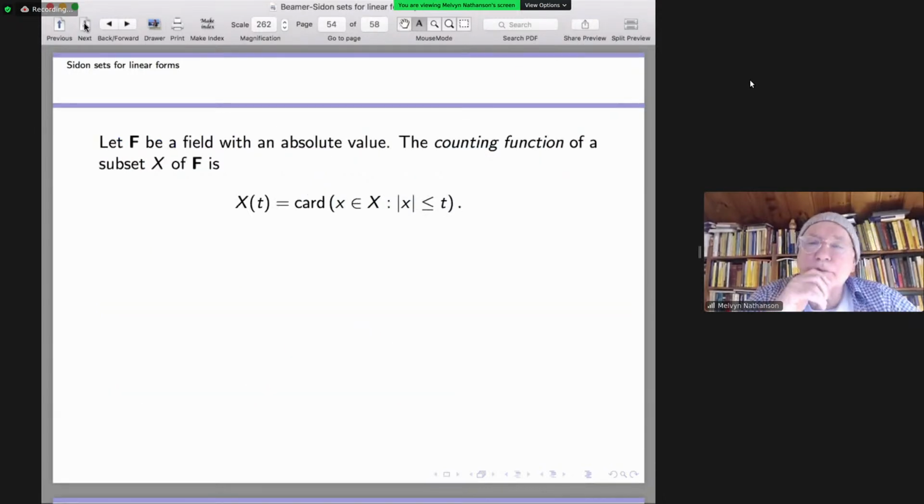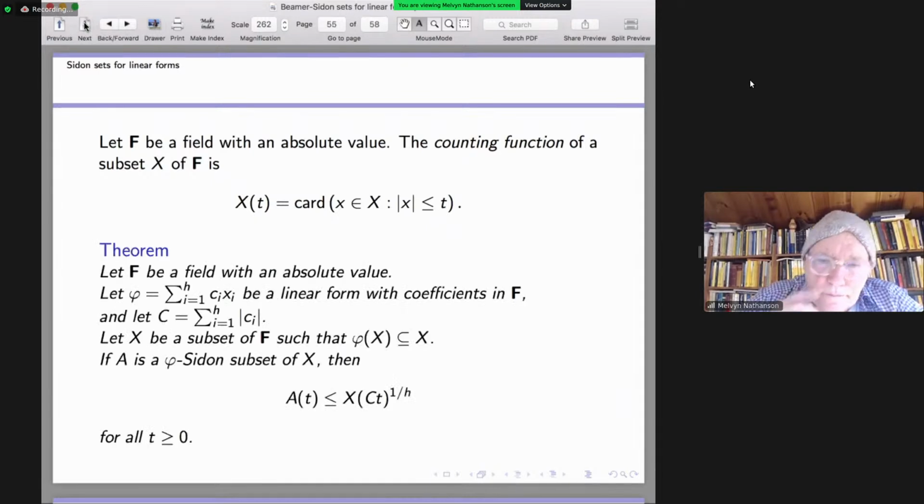So we do have an estimate for the size of a Sidon set with respect to a linear form. It's basically just an extension of these most elementary estimates. So you have a field with an absolute value. You take a subset X of the field, its counting function is just the number of elements of the set X with absolute value at most T. Unfortunately, T is my parameter and not X, but the counting function X of T is the number of elements of the set X with absolute value at most T in the field.